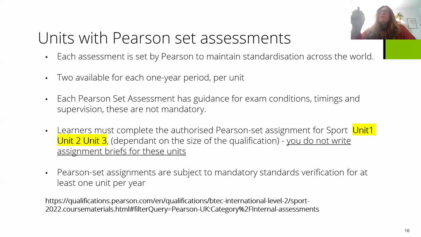Two available for each unit every year, available from June of that year. There is guidance for exam conditions, timing, supervision. They are guidance, but they will give you a really good steer on that controlled assessment element. Units 1, 2 and 3 for our sports qualification. You don't write the assignment briefs for these, you don't amend them. They will be sent to you and on the website. And those are the units that, as part of the standards verification process, will be looked at.